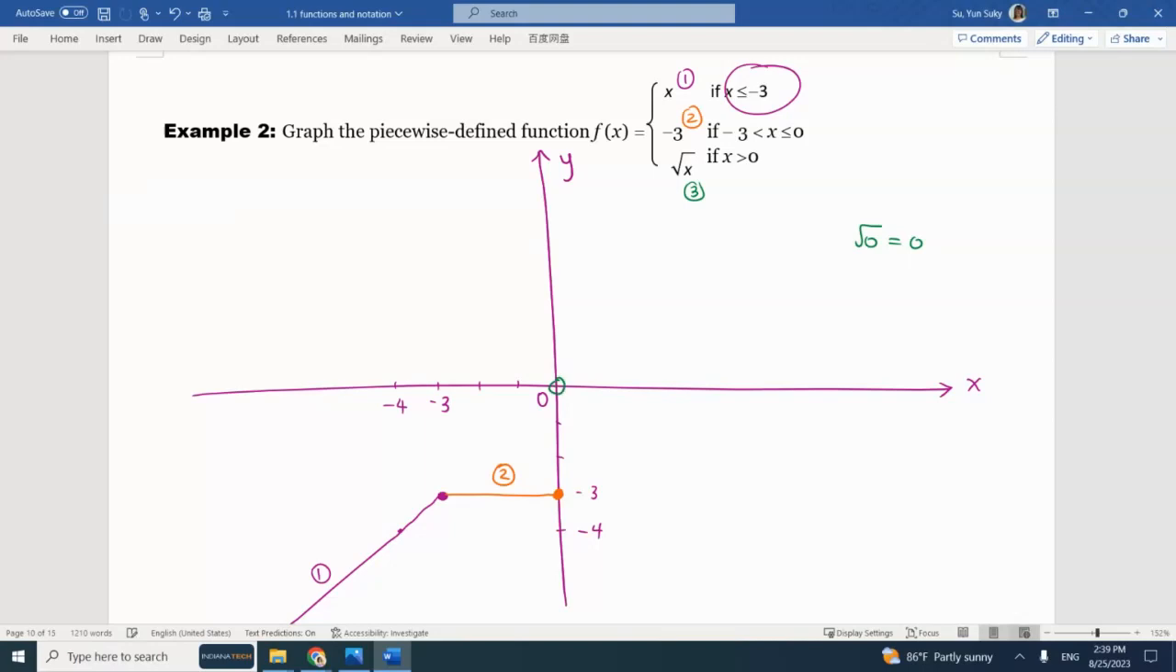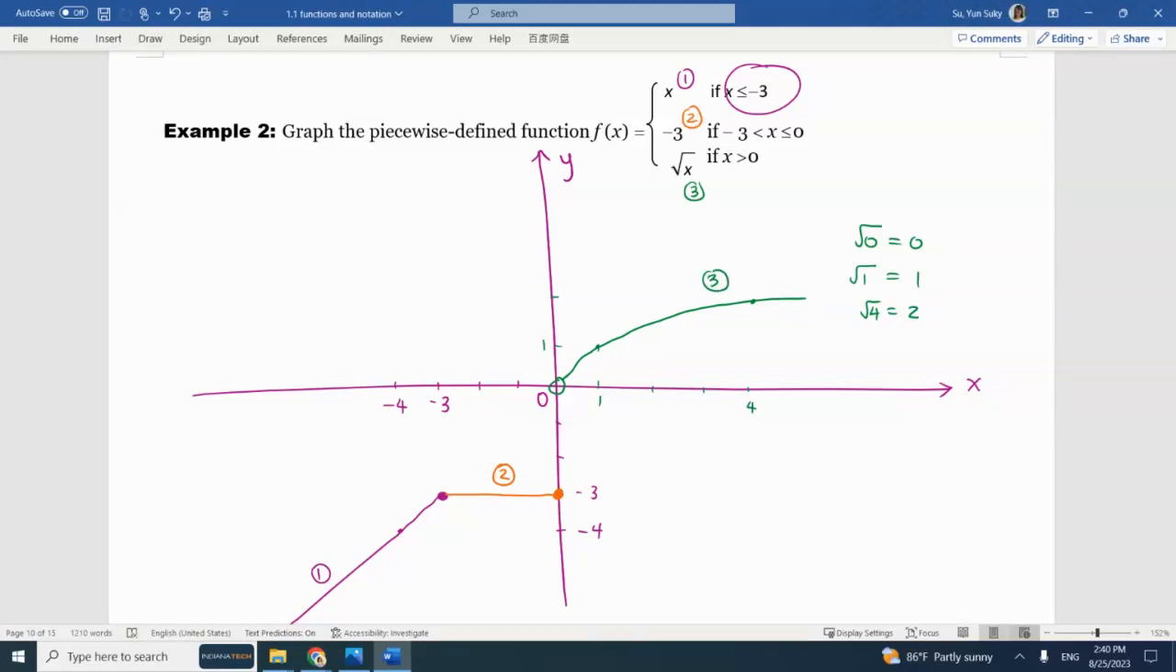So open circle here. And then, what's the next number you want to plug in? 1. Square root of 1 is 1. Okay. And do you remember what square root looks like? Okay, what is the next integer point you can plug in? 4. Yes, square root of 4 is 2. Very good. So 1, 2, 3, 4. Okay, now you connect them together. So this is the third piece.